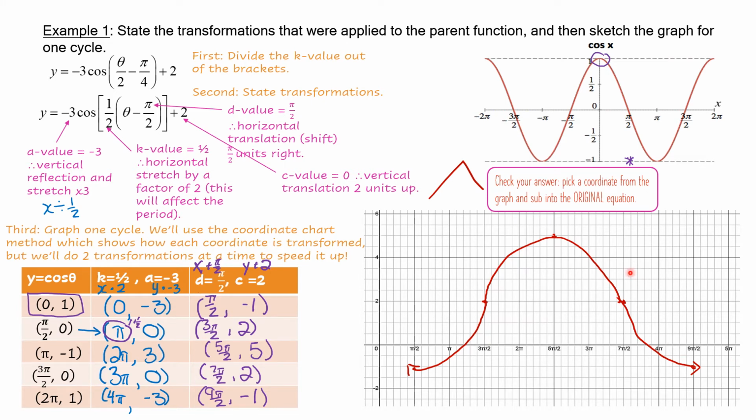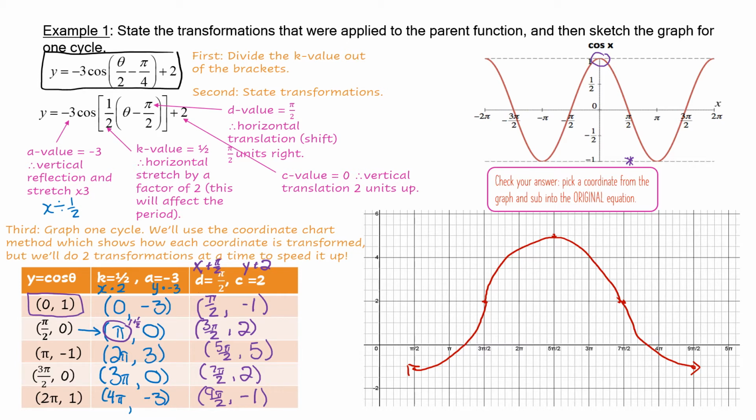The last thing, to check your answer, you pick a coordinate from the graph. So I might take this one right here. I could take any point, take the first one if you want, pi over 2, -1, and you sub it into the original equation. So the original equation before I made any changes to it. So let me just find a spot up here to do that. I'm going to write the original equation. Well, this is my original equation here.